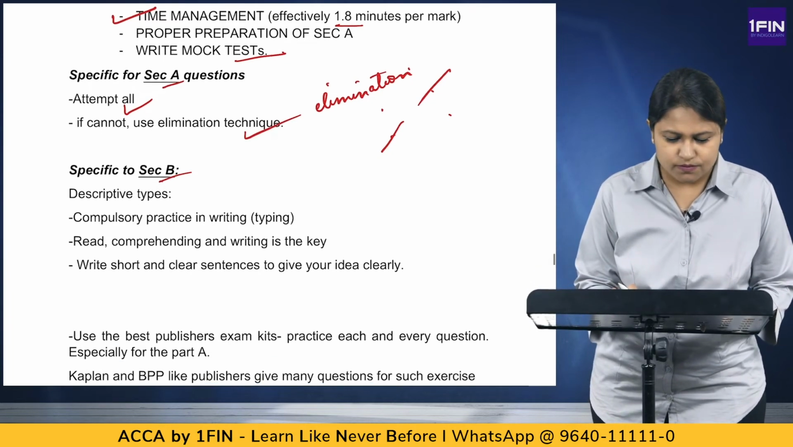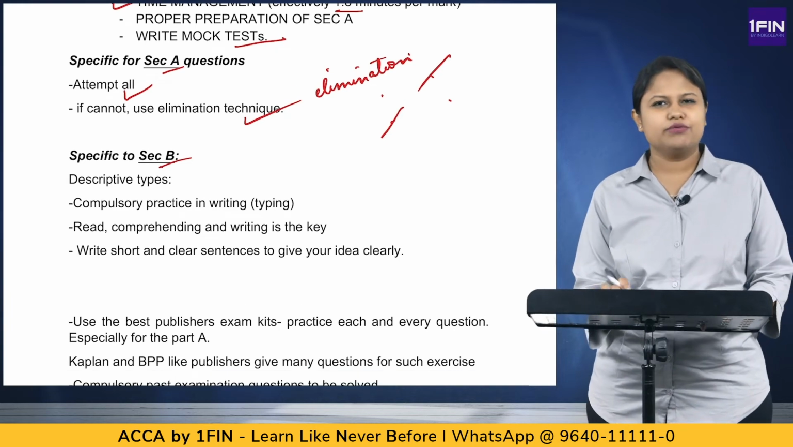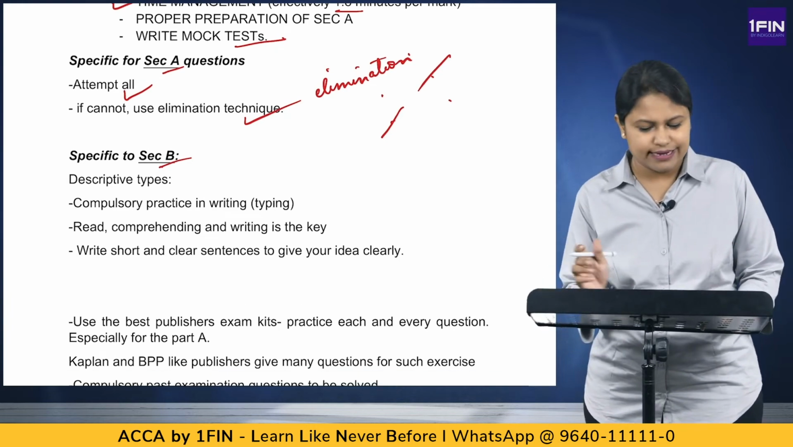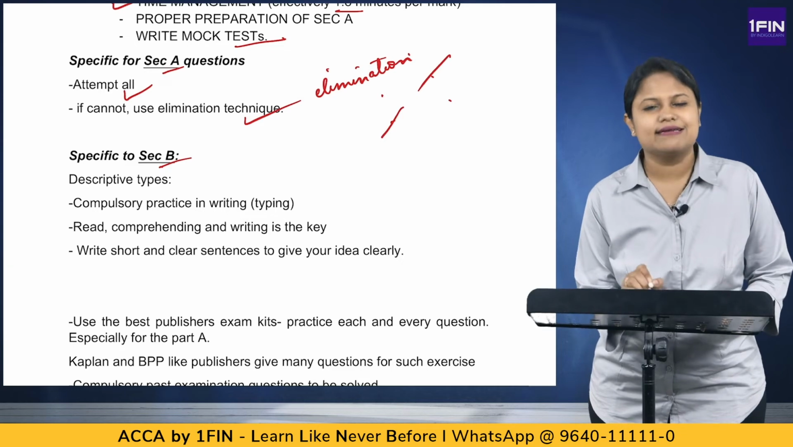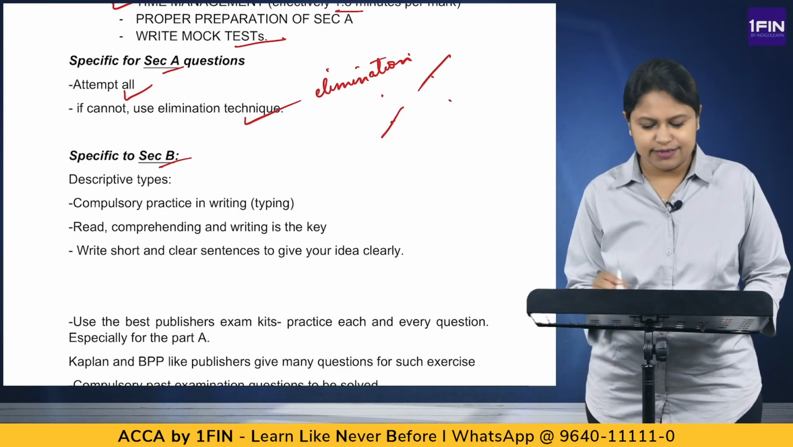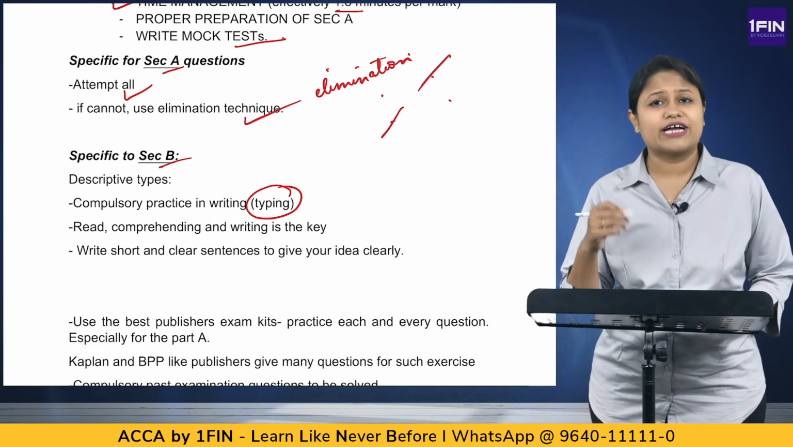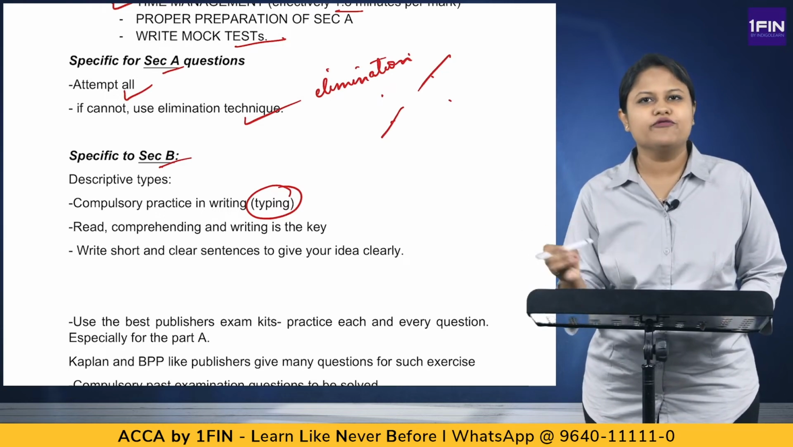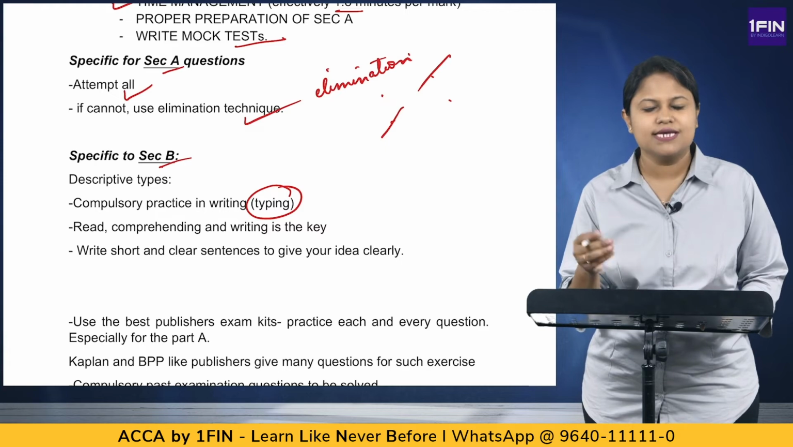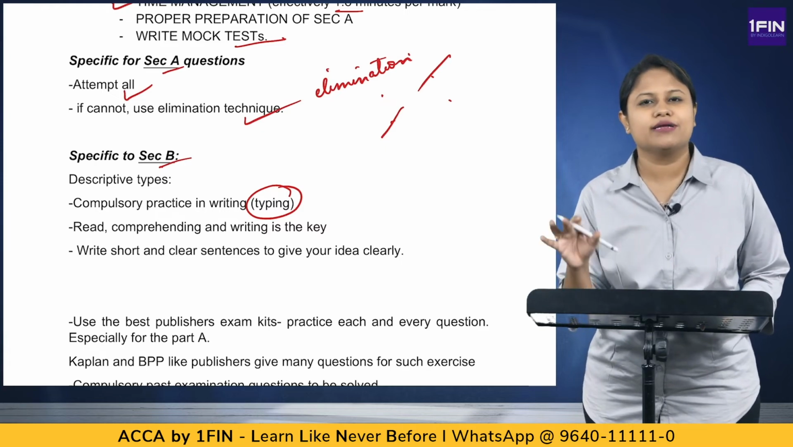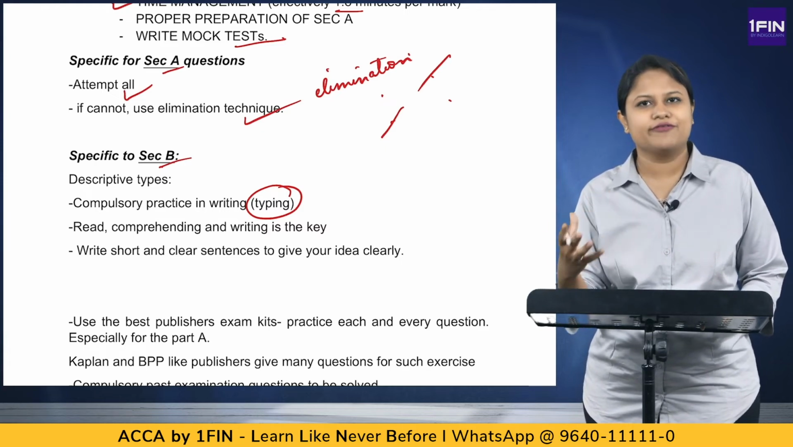Then, specific to section B, which is basically going to be the descriptive one, there is compulsory practice in writing. Writing means, definitely, I mean typing. It is a computer based exam, you can't write there. You have to actually type. See that you improve your chances or your performance by practicing on those computer devices.